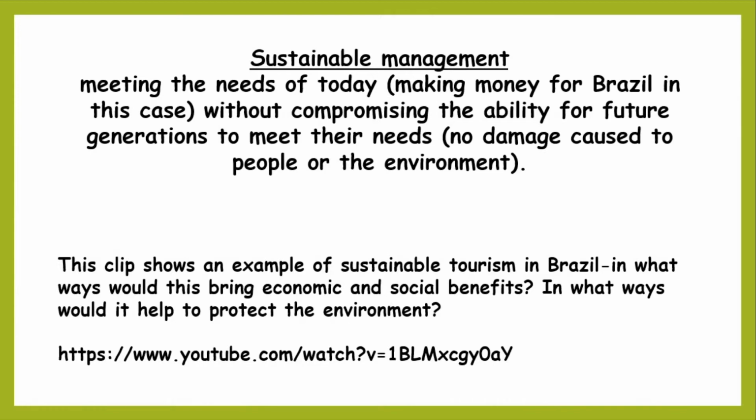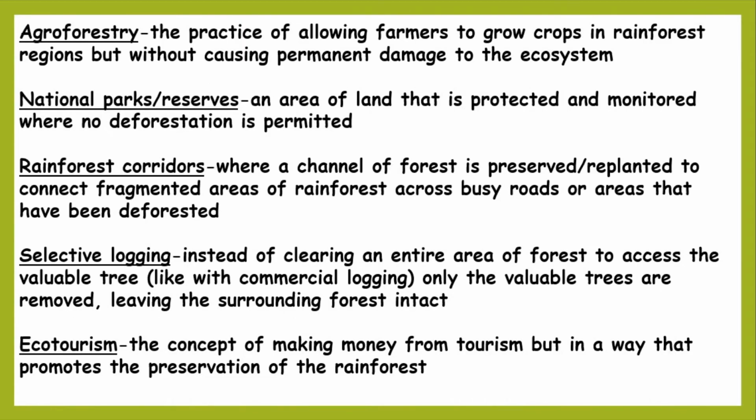Right then, so moving on. Here are some key terms that we're going to be using today. These are examples of sustainable management strategies. Agroforestry, taken from the word agriculture, farming. This is the idea that you're allowing farmers to continue to produce crops within the rainforest without clearing the rainforest. So you leave the majority of the rainforest intact and grow your crops in amongst it.